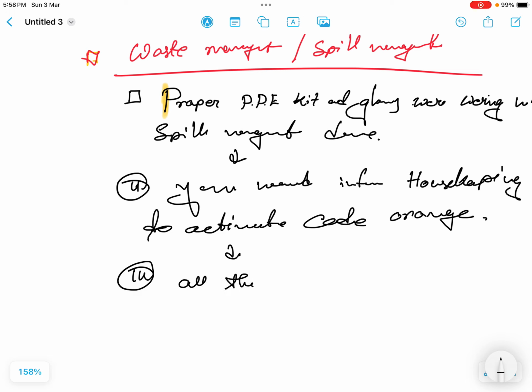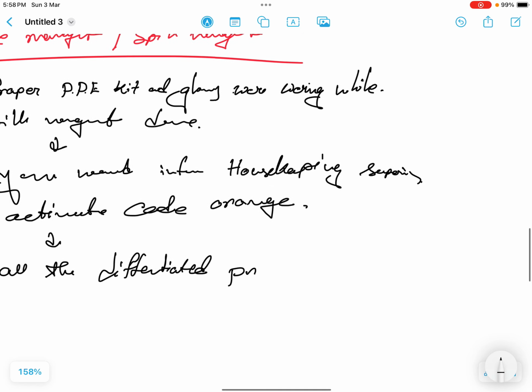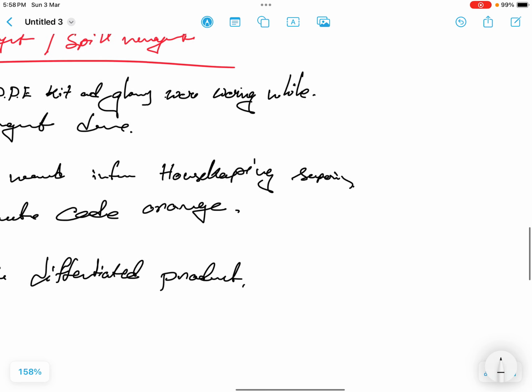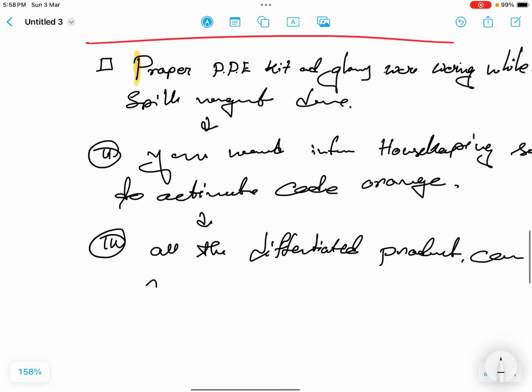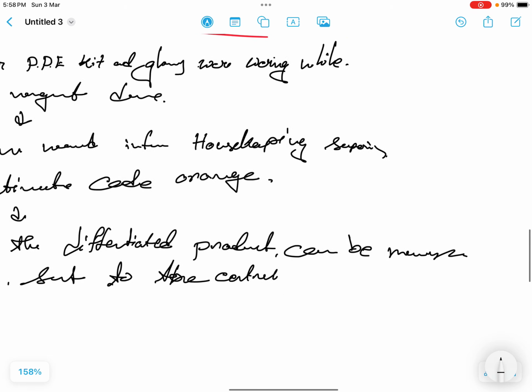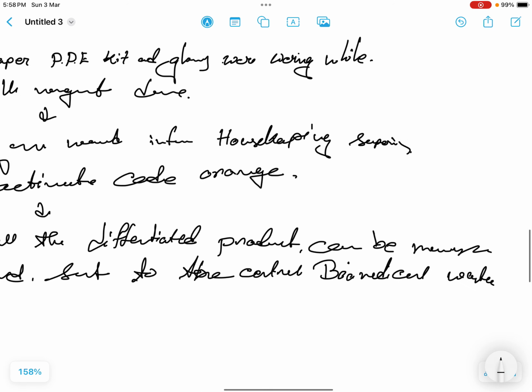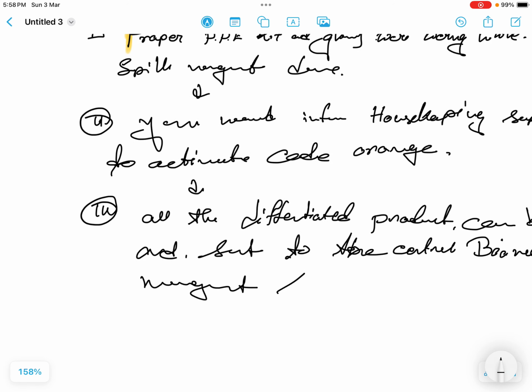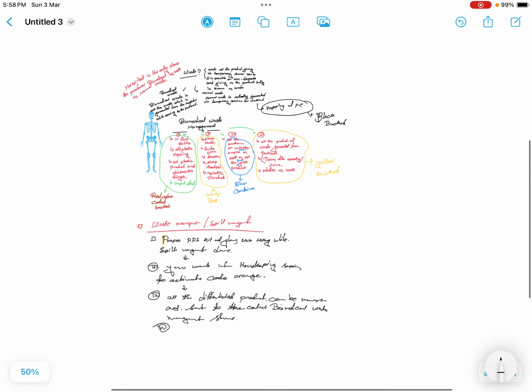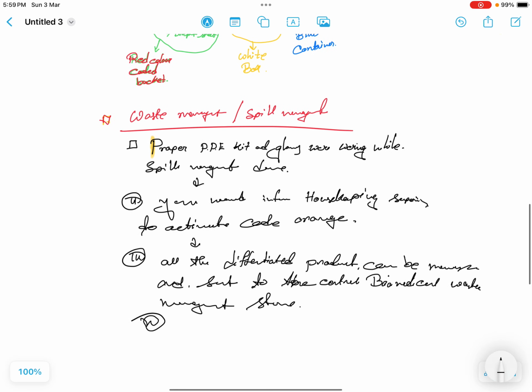Next is all the differentiated product can be managed and sent to the central biomedical waste management store, right? Central biomedical waste management store.